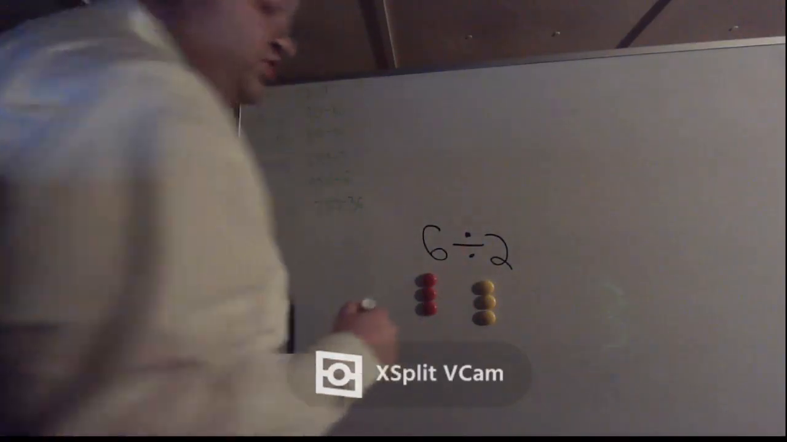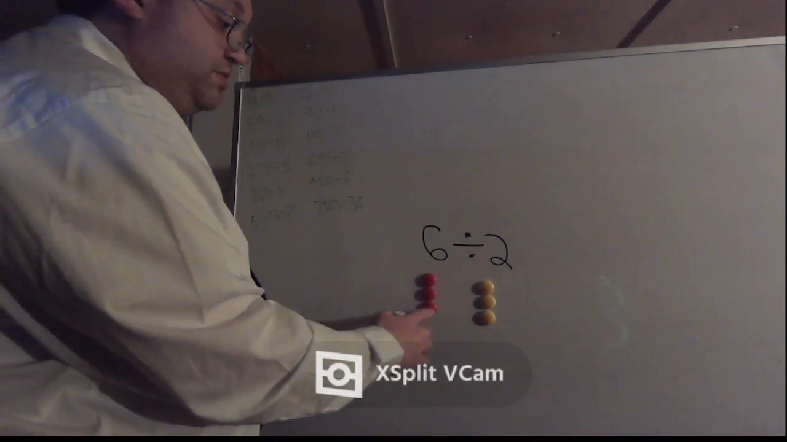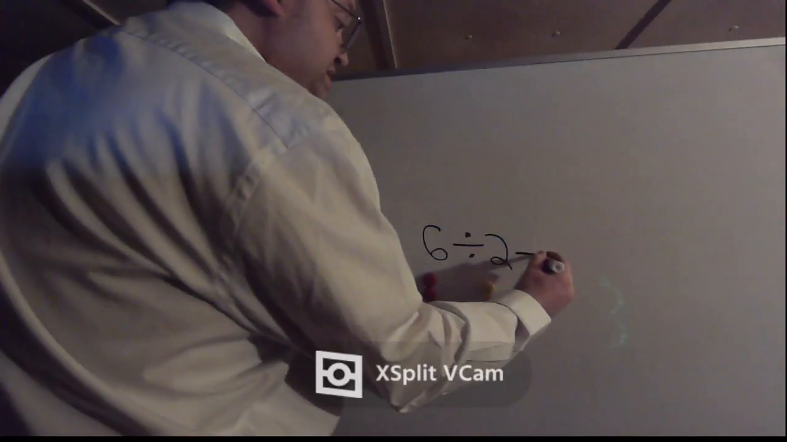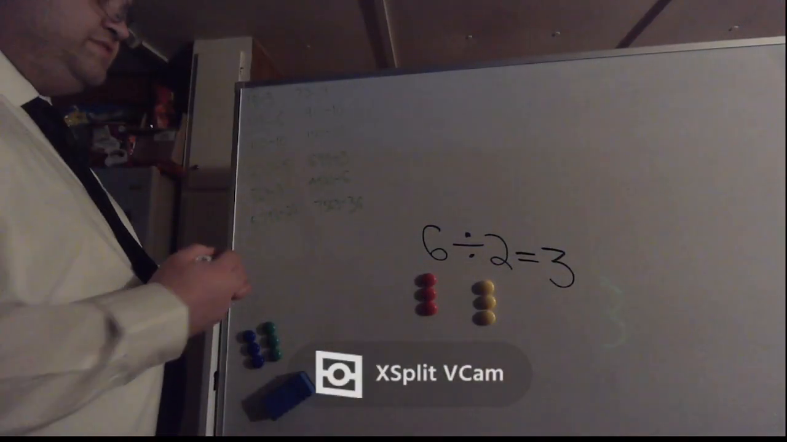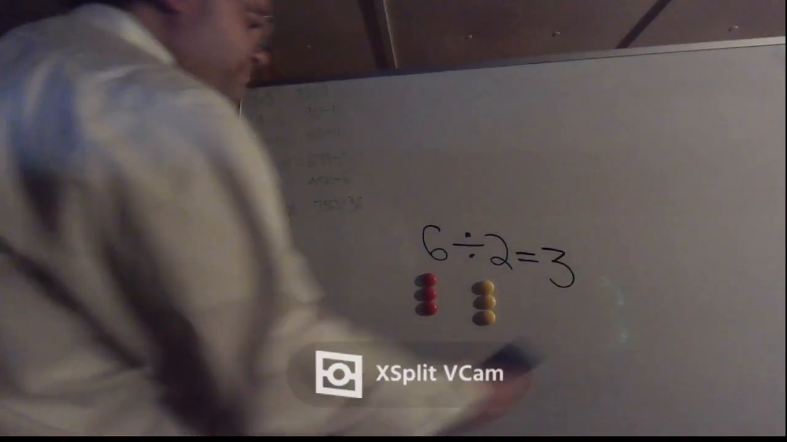How many is in each group? We have 1, 2, 3, 1, 2, 3. So 6 divided by 2 is 3. We divide it into 2 separate groups there.